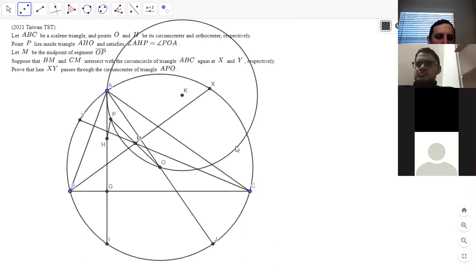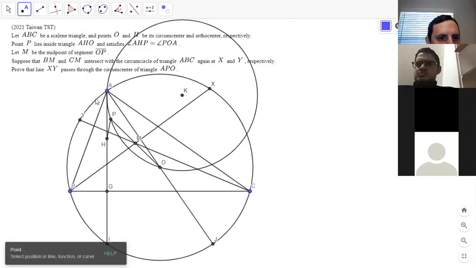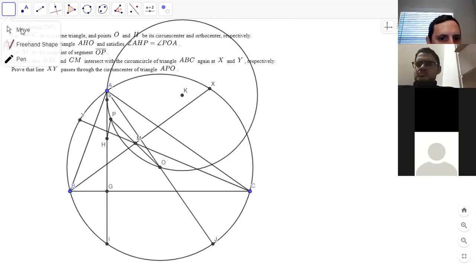So maybe we could do something with symmedians. I don't know. Let HP cut the other circle of APO. So point L. No, HP. Oh, HP. Okay.